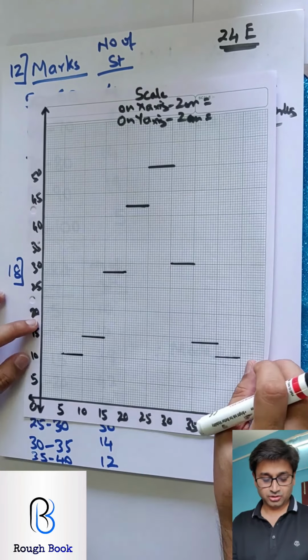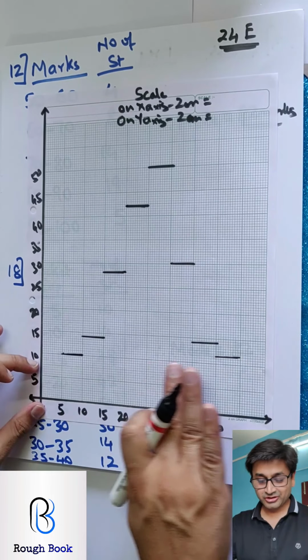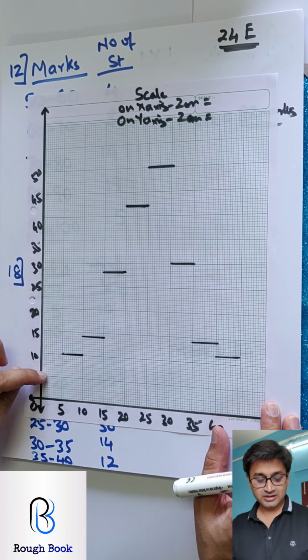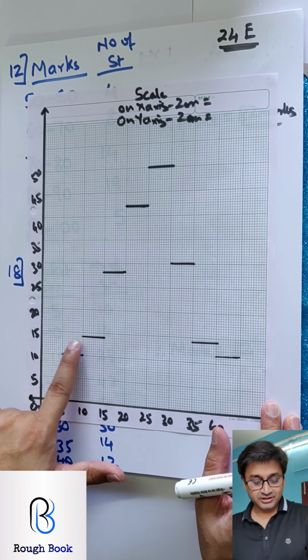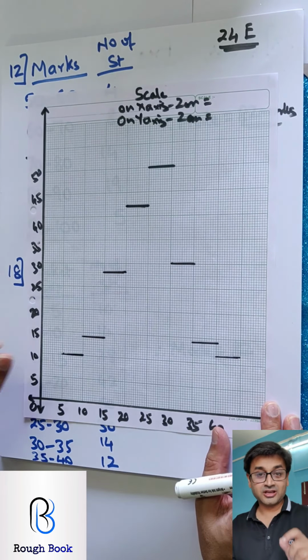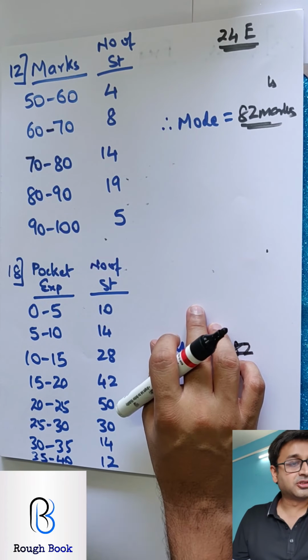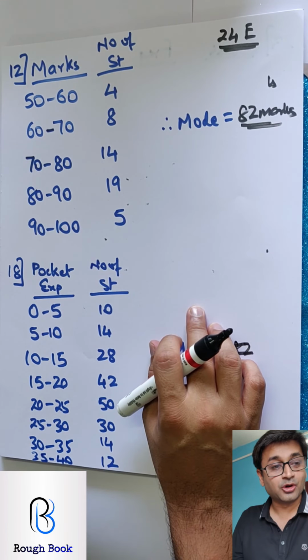0 to 5 is 10. Oh, 0 to 5 is 10. So we shifted the entire thing once. Can you see? I shifted. I forgot 0 to 5. So this should have been here. This should have been here. This is how you mess up the sum. I'm keeping this so that you understand how you mess up your sums.